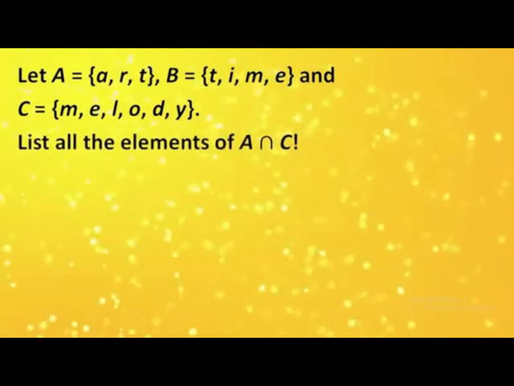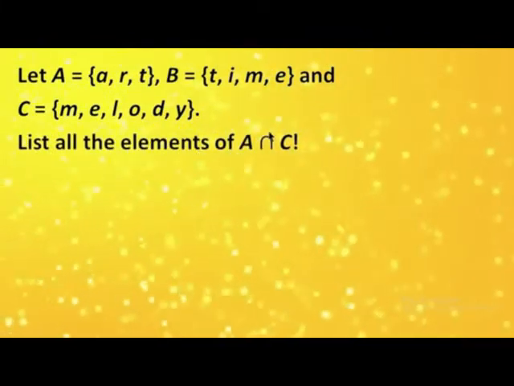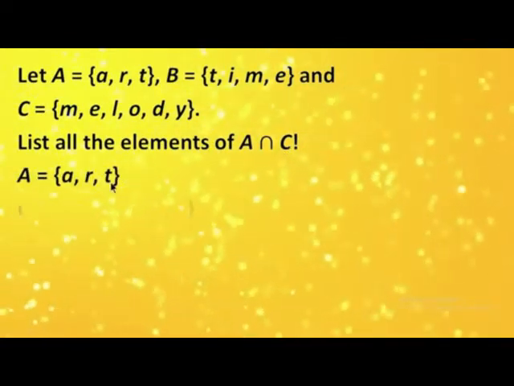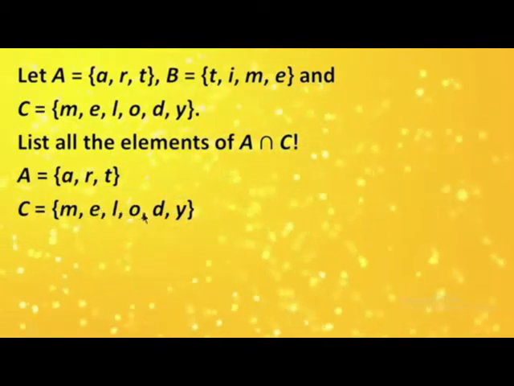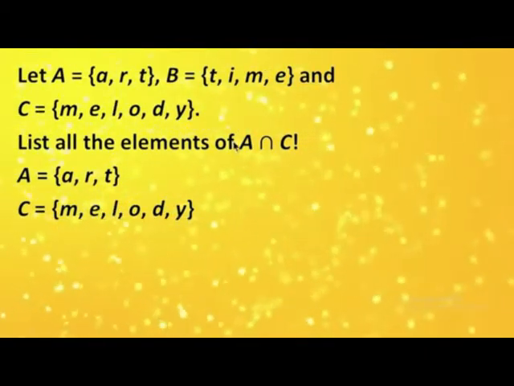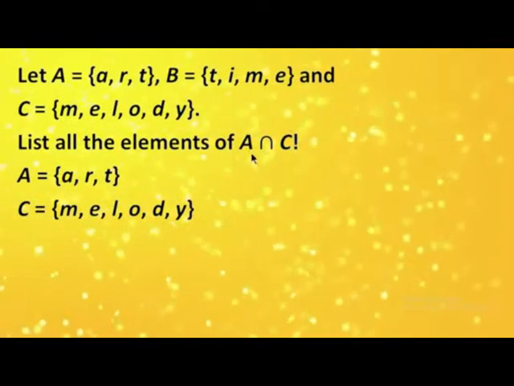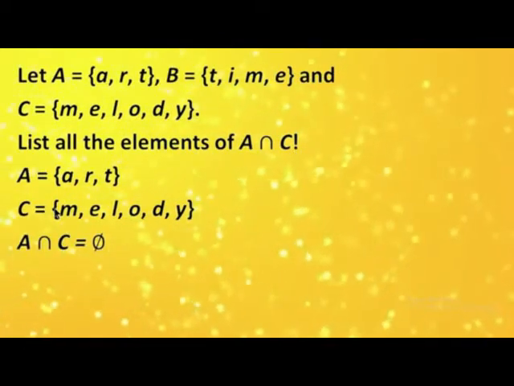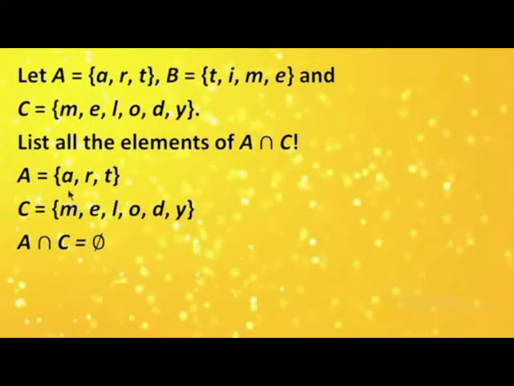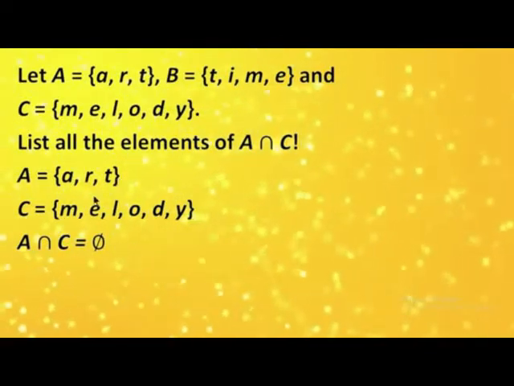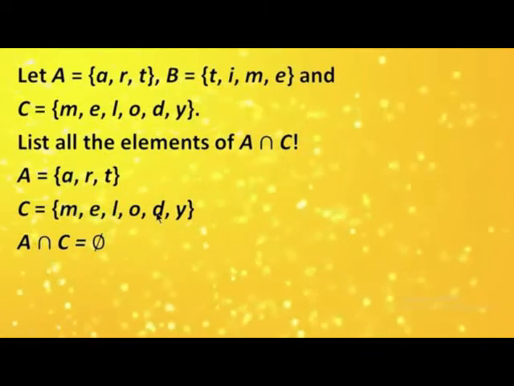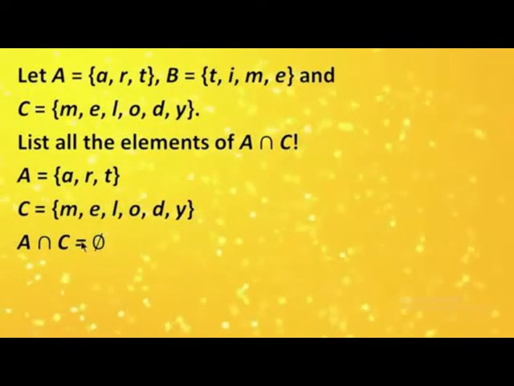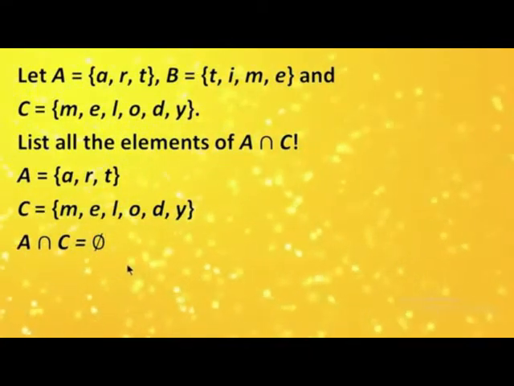Next, list all the elements of A intersection C. This is the elements of A, ART, and this is the elements of C, MELODY. So the elements of A intersection C are the common elements between A and C. So the common element between A and C, there is no such common element. As you can see, A, R, T, so there is no A or R or T in set C. So A intersection C equals the empty set.